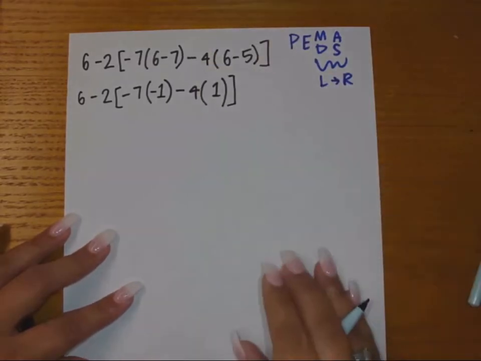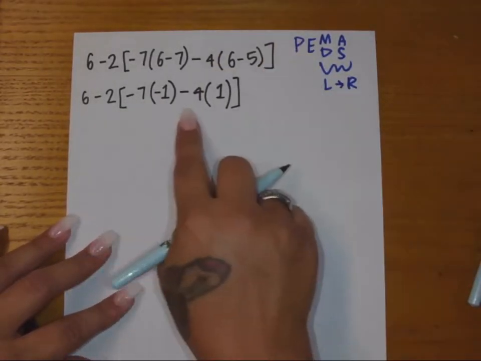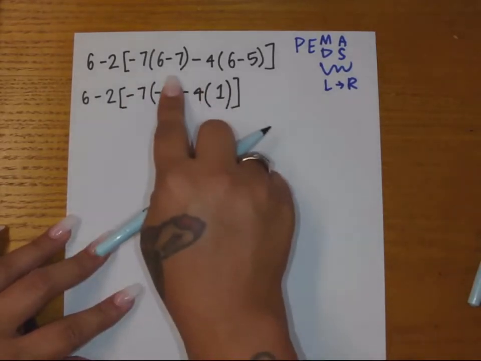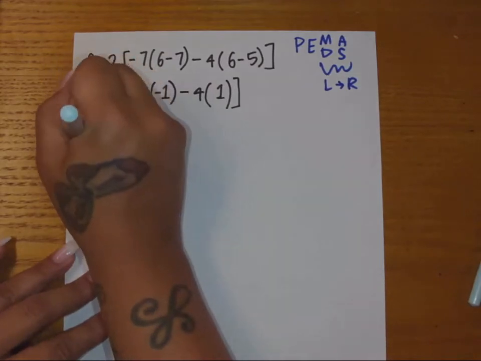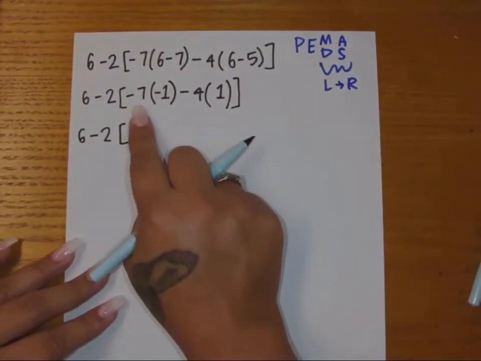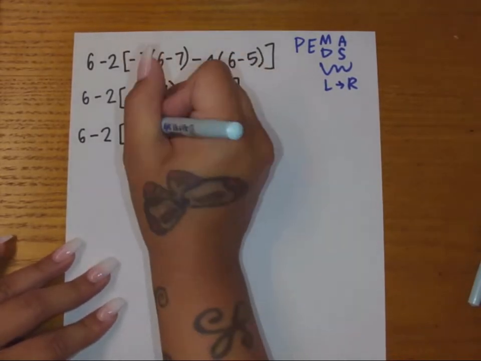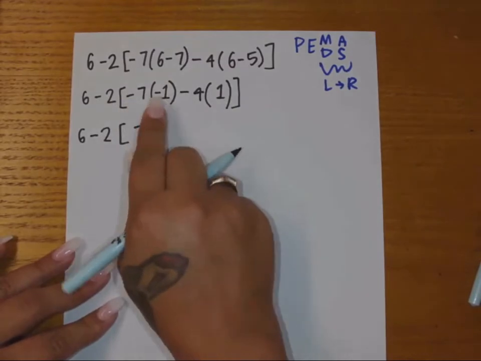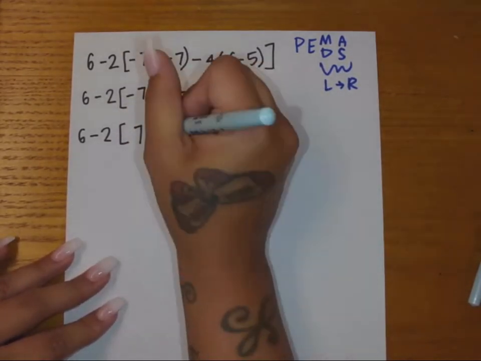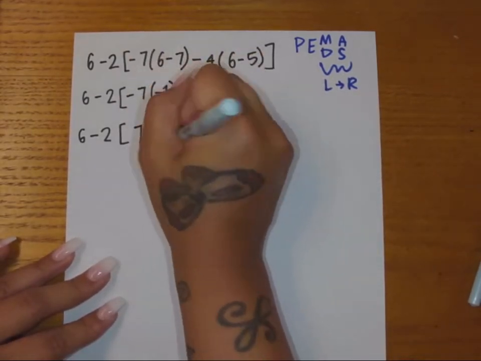Then we have our bracket. So as far as the order of operations is concerned, we're still working right here, so we need to figure out how we can solve this. Working from left to right, I have 6 minus 2, bracket. If I look at this, I have a -7 times a -1. 7 times 1 is 7. Signs are the same, so it's positive. And then right here, I have a 4 times a 1, which is 4. Signs are different, so it's negative.